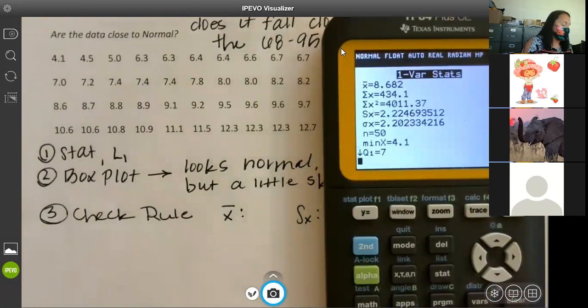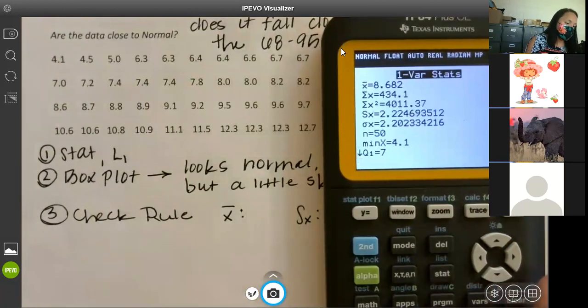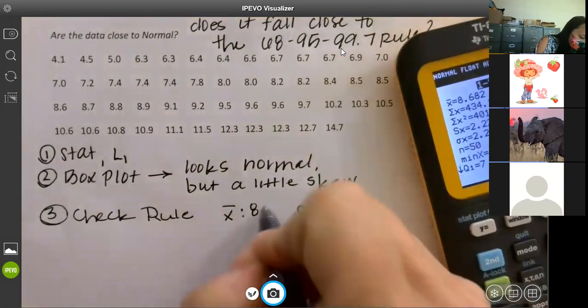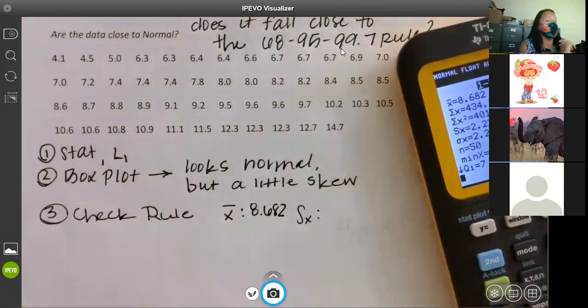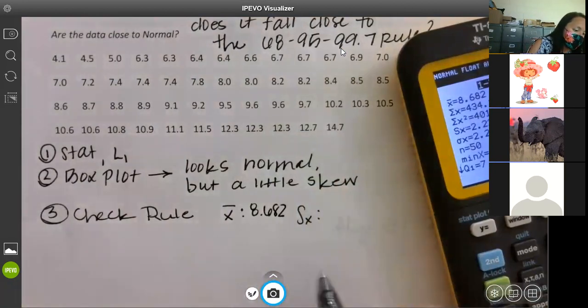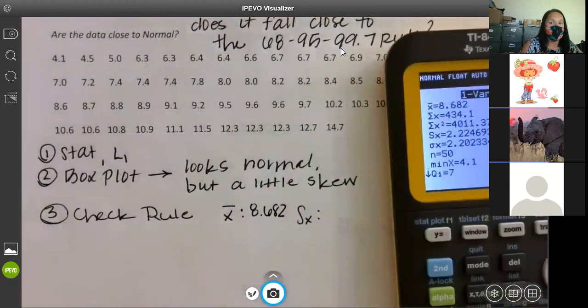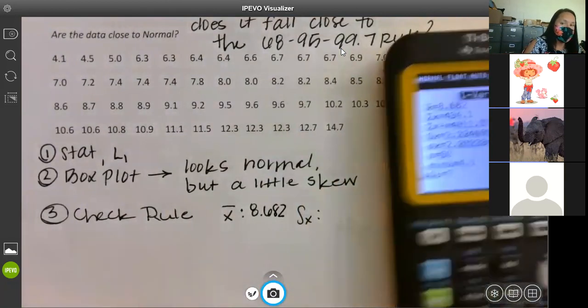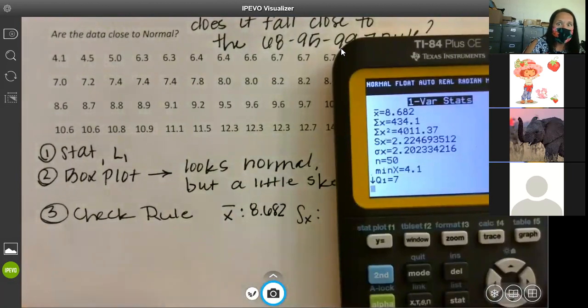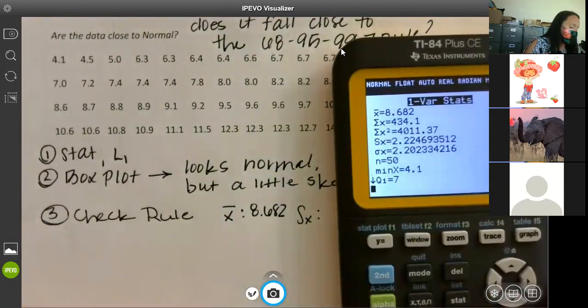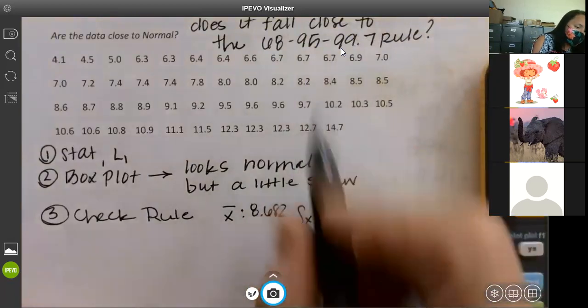And what's our mean? 8.682. Should be 8.682. You may have a data point that's incorrect, okay? Just watch that. If you got 8.71, then you have a data point incorrect. I'm telling you, this is the mean. So if you don't have this, you have a data point incorrect. What's your standard deviation? Those of you that have it correct. It's on the screen. 2.225.